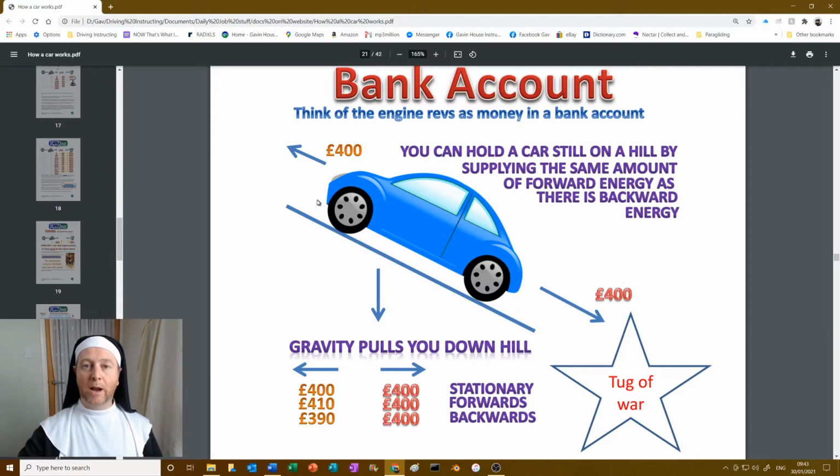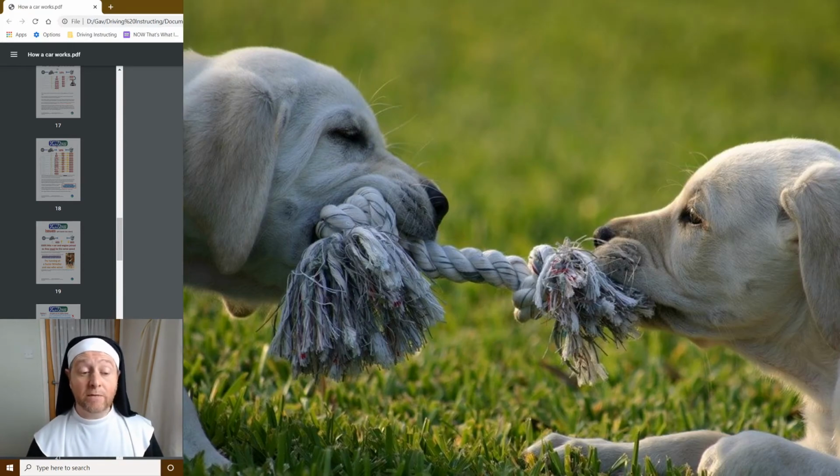So as I come up with the clutch, I spend a bit more. And if I spend more than the hill, I go forwards. If I don't spend as much, I go backwards. Spend the same amount, I stay completely stationary. It is exactly the same as a game of tug of war.